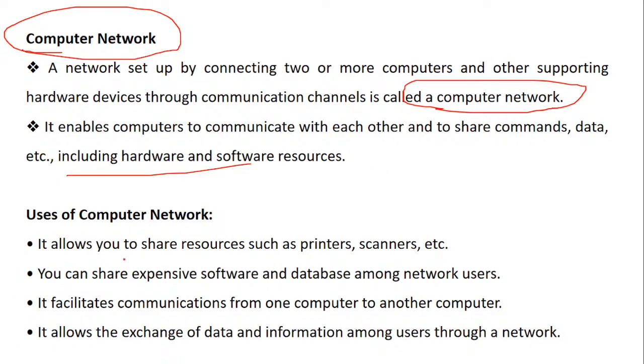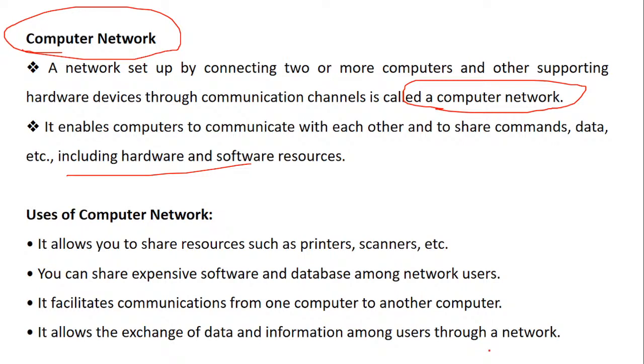It allows one to share resources such as printers, scanners, etc. It allows sharing expensive software and databases among the network users. It facilitates communication from one computer to another, and it allows the exchange of data and information among the users through a network. So this is the basic use and the meaning of computer network.